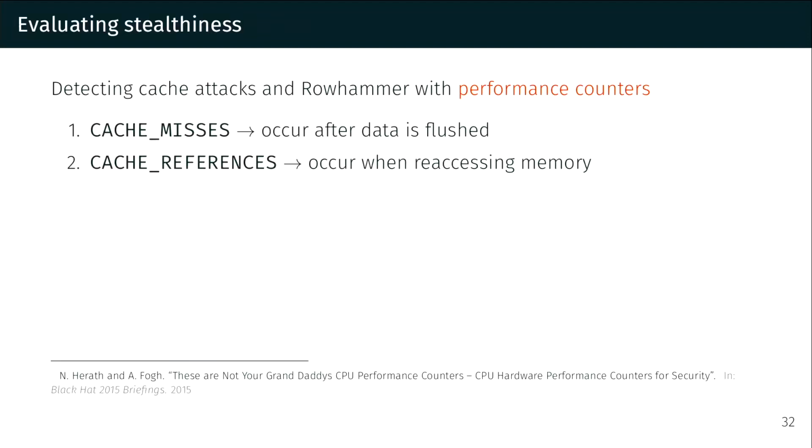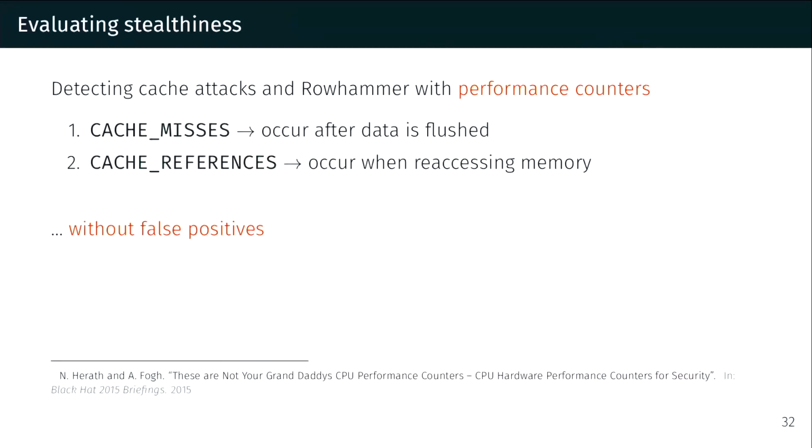So I talked about stealthiness. These cache attacks, and that also applies to Rowhammer, are already stealthy in themselves because there's no antivirus today that can detect them. But some people thought that we could detect them with performance counters, because they do a lot of cache misses and cache references that happen when the data is flushed and when you re-access memory. But that's also not the only type of program that does lots of cache misses and cache references. So we would like to have a slightly better metric.